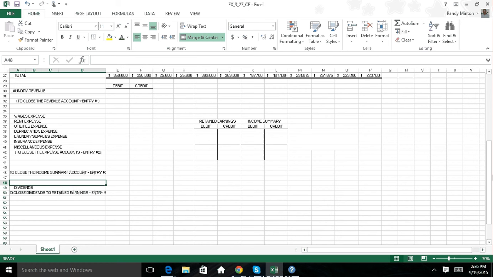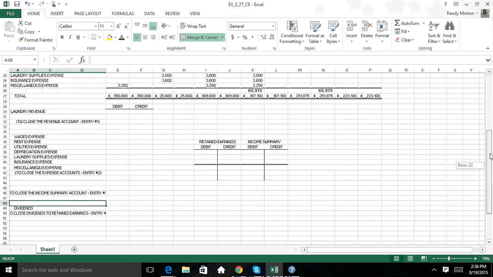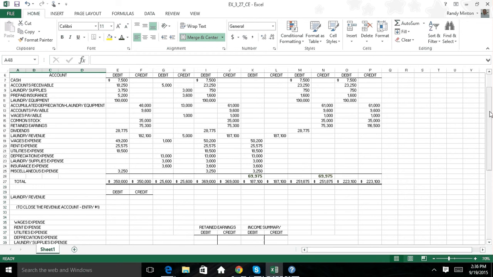Now, let me start by saying that if you will notice here, we had $75,300 over here on the credit side of retained earnings. When we get to the post-closing trial balance, the amount is actually $116,500. Well, how did I get from point A to point B?